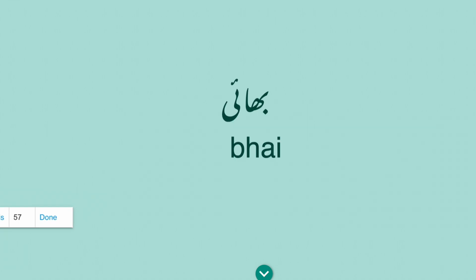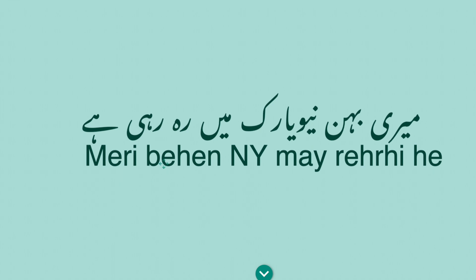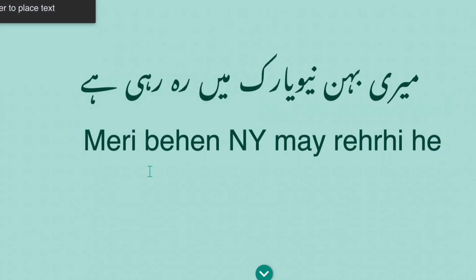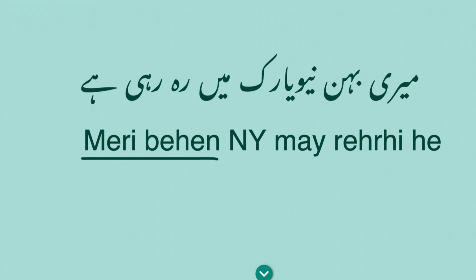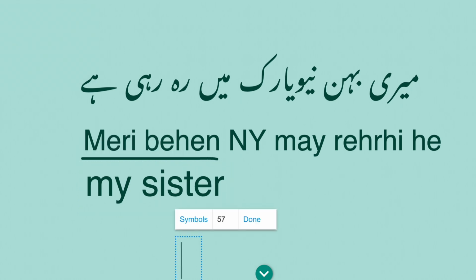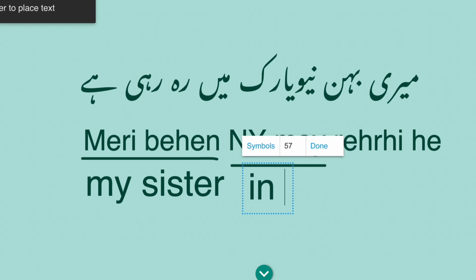Next one is बहन. मेरी बहन न्यूयॉर्क में रह रही है. मेरी बहन, my sister, न्यूयॉर्क में, in New York, रह रही है, living, which implies that at the moment she's living in New York, might move in the future.